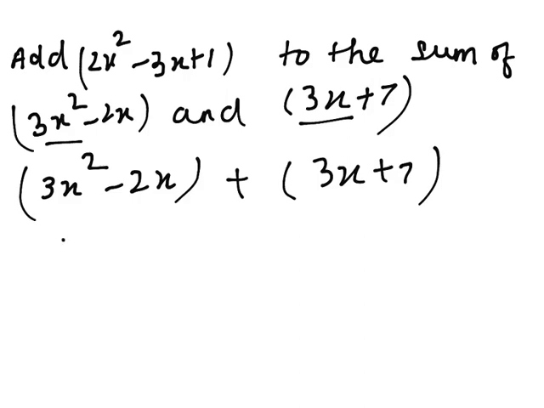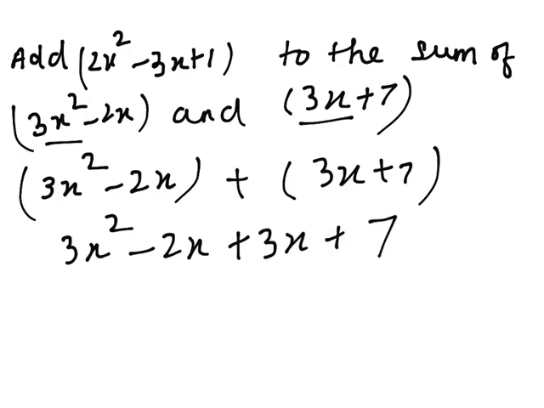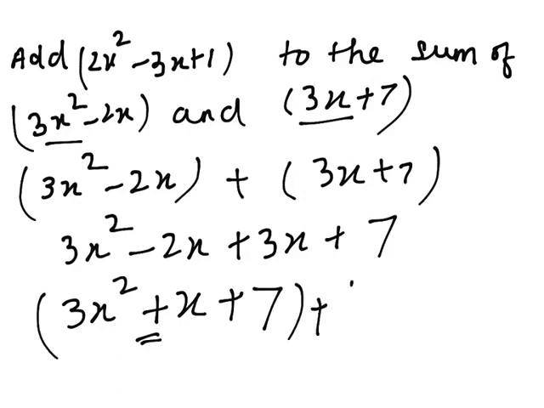First collect the like terms. 3x square here, minus 2x plus 3x, plus 7. It gives us 3x square. 3 minus 2 will be 1, and it will be 7. So the sum comes out like this. Now what we have to do is add 2x square minus 3x plus 1 to this. Now we will add 2x square minus 3x plus 1.